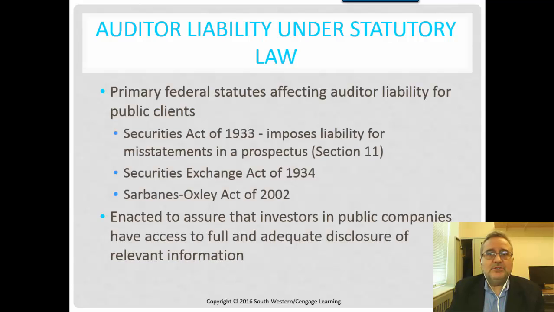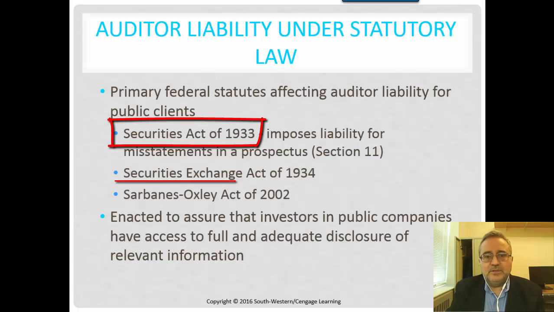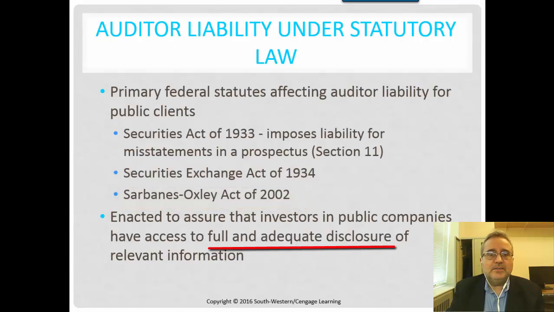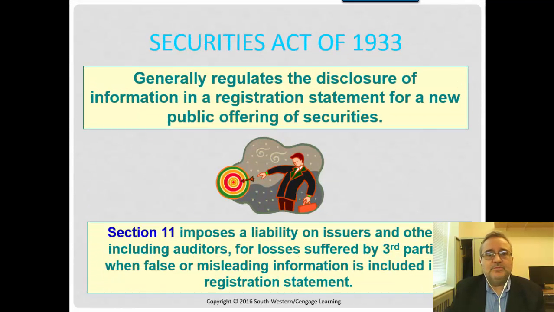The primary federal statutes affecting auditor liability that you need to understand in relationship to the CPA exam include the Securities Act of 1933, the Securities Act of 1934, and Sarbanes-Oxley. Each of these acts have been enacted to assure that investors in public companies have access to full and adequate disclosure of relevant information. Let's begin our discussion related to the Securities Act of 1933.